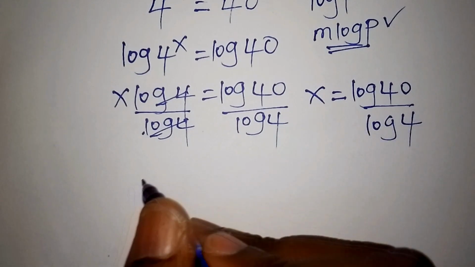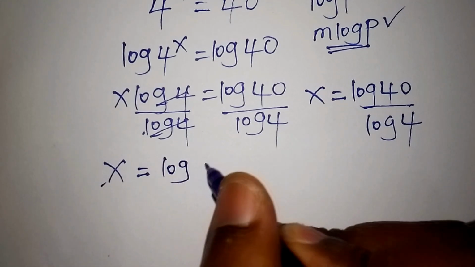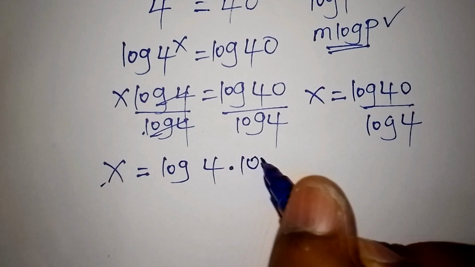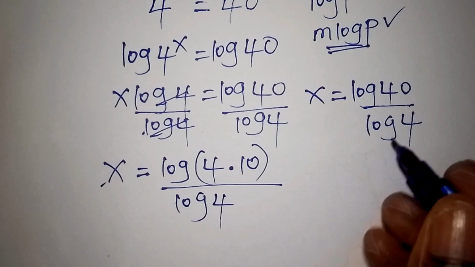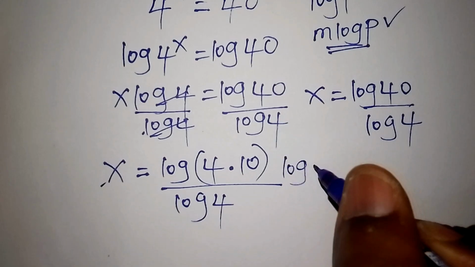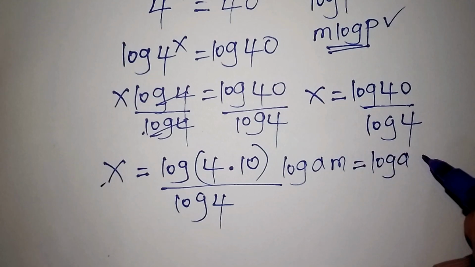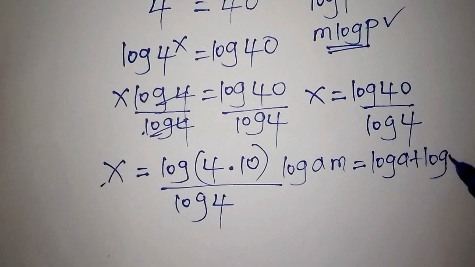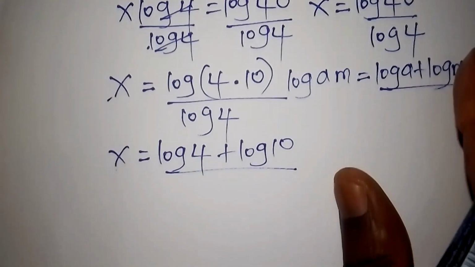So when working out the simplification, we shall say that the value for x is equal to the log of 40, which can be written as the log of 4 multiplied by 10, in brackets, all over the log of 4. Once again, when you have the log of a multiplied by m, this can be written as the log of a plus the log of m. So that means x is now the log of 4 plus the log of 10, all over the log of 4.